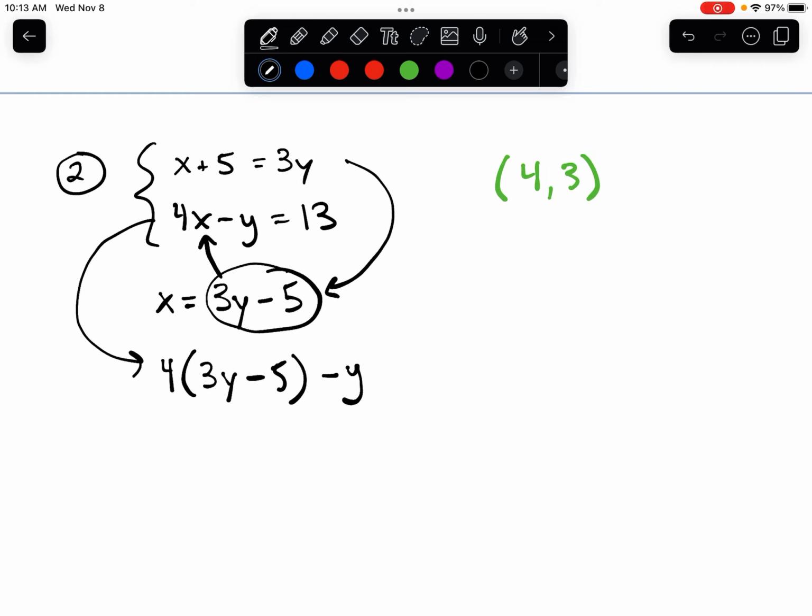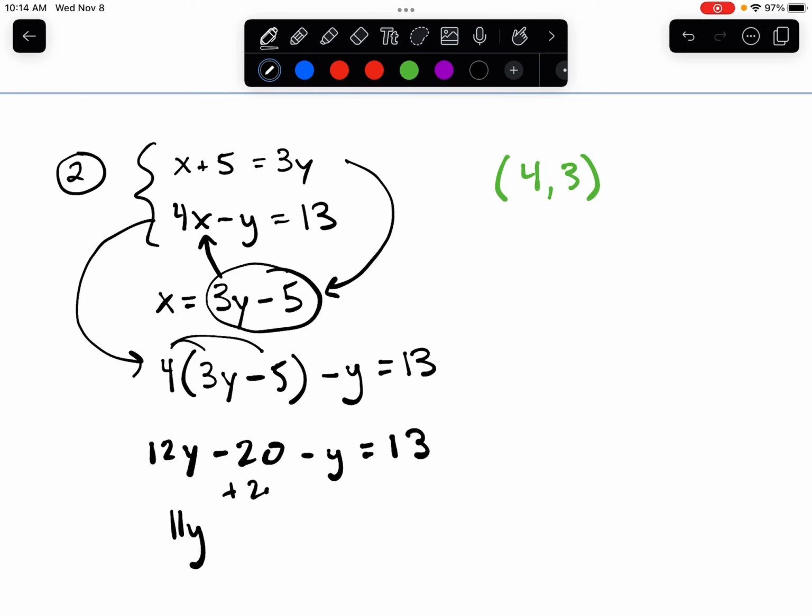And then we have minus y equals 13. We will have to distribute this 4 to both pieces here. So now we've got 12y minus 20 minus y equals 13. Combining my like terms here, 12y minus 1y is going to be 11y. And if we add 20 on both sides, we should see that that equals 33.